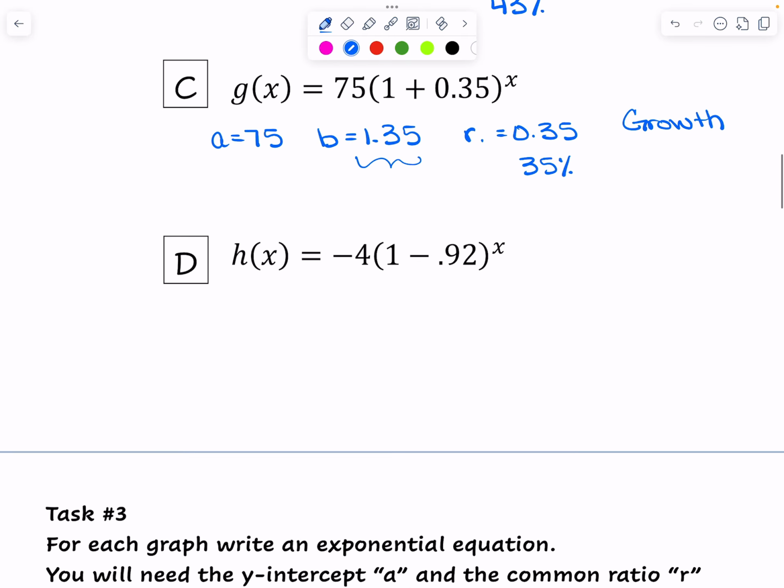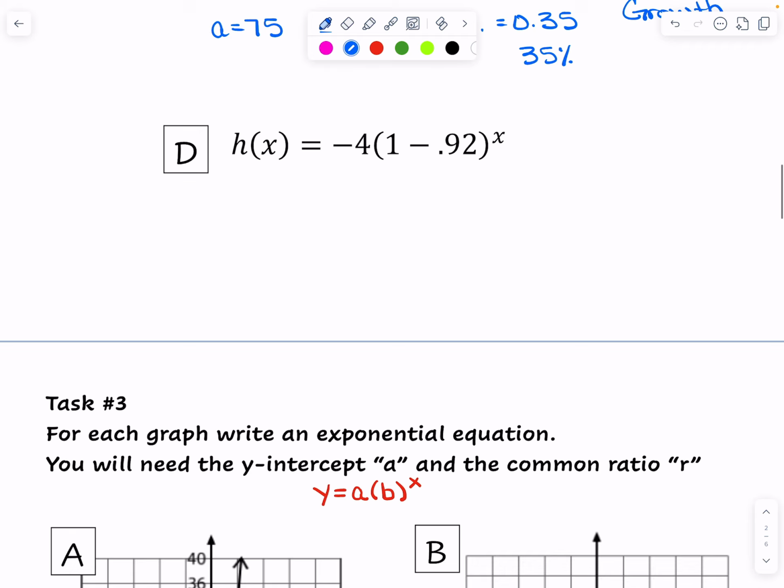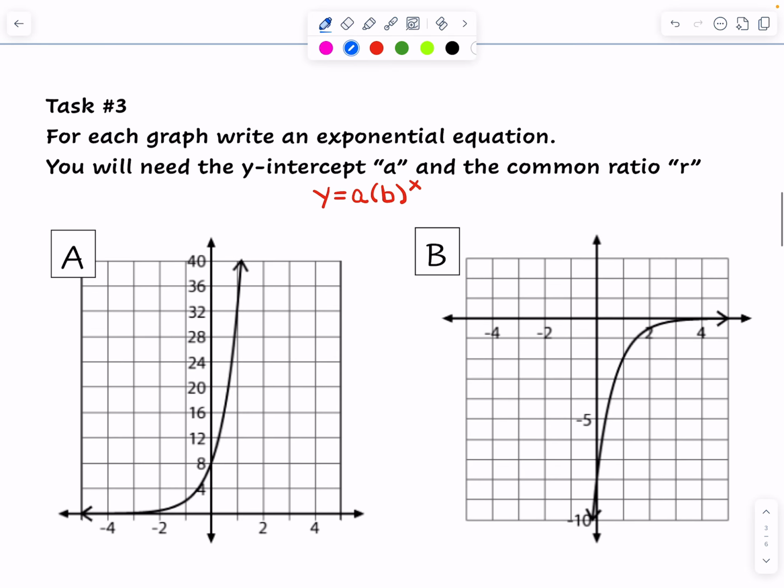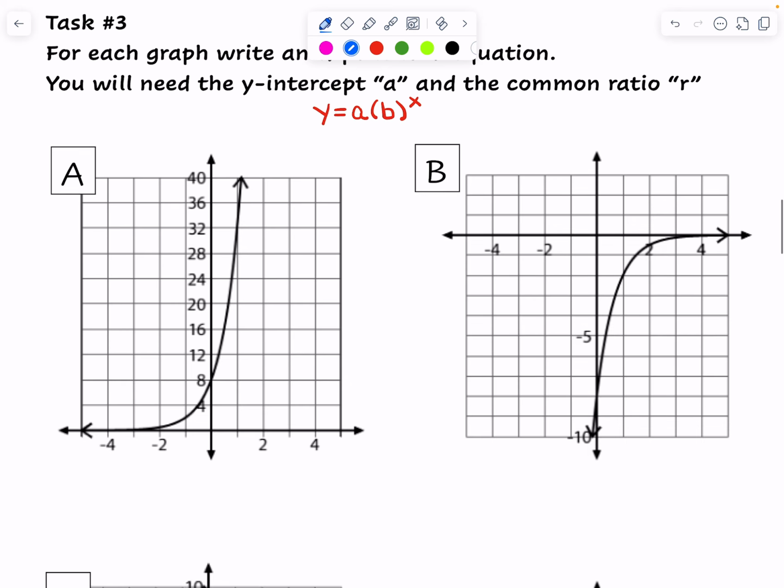All right, I'm going to leave D there for you to try one. And now I'm going to go on to task 3. Now on task 3, I've given a graph, and we have to write an exponential equation. So we're going to need to find the y-intercept and a common ratio. So we're going to need 2 points for these ones.